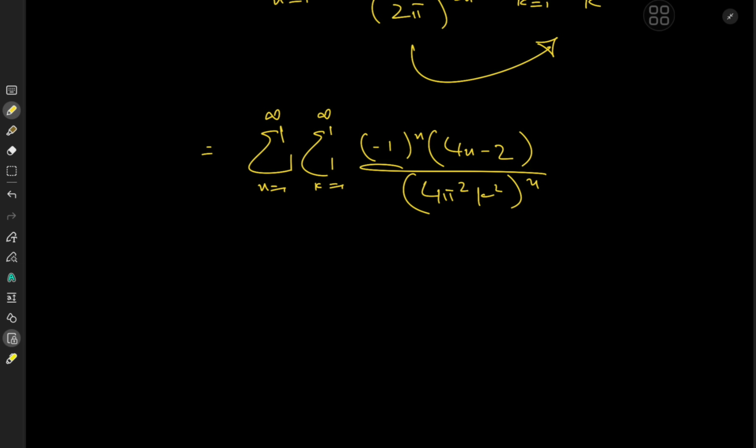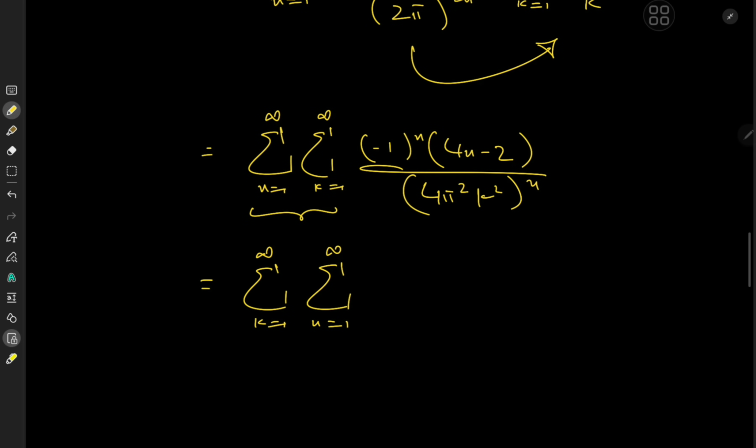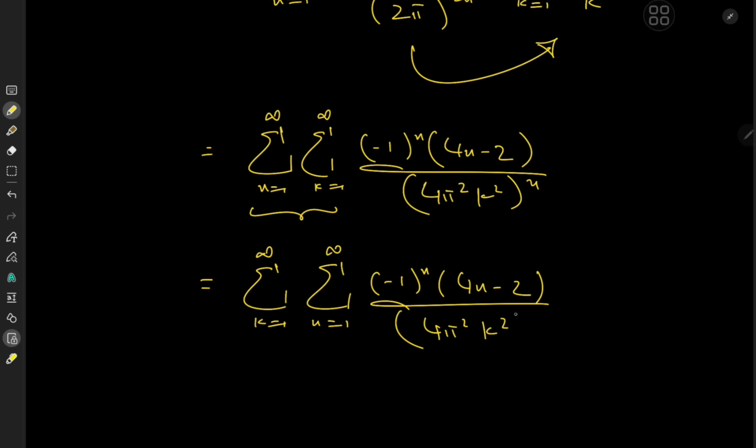Okay, cool. That looks not half bad, but it'll look better if I switch up the order of the summation operators, and you'll see why I'd like to do that in a short while. So we have me struggling to write the sum operator, the sum over n now. I could, of course, multiply the alternating term and then use linearity. So yeah, I'll make that explicit later. We have (-1)^n (4n - 2) over (4π²k²) to the n.